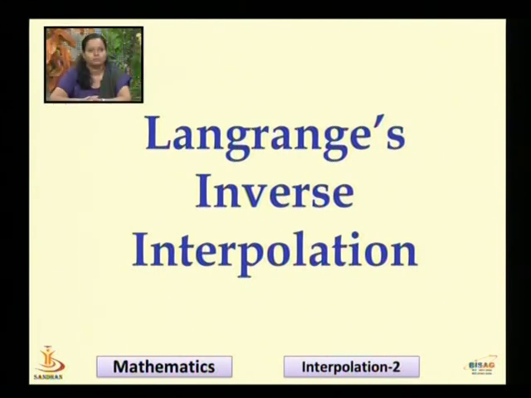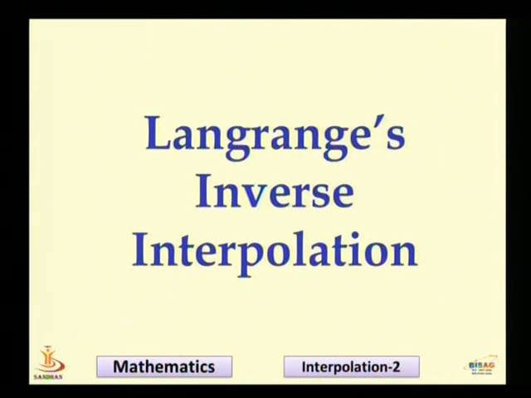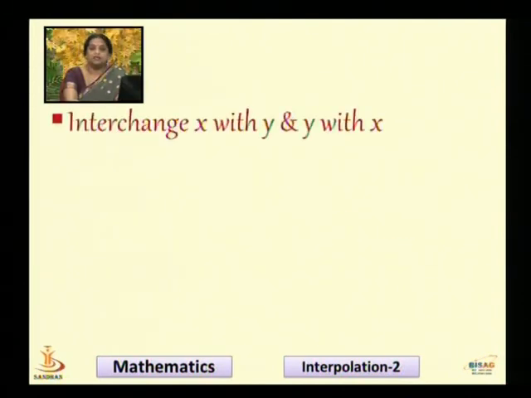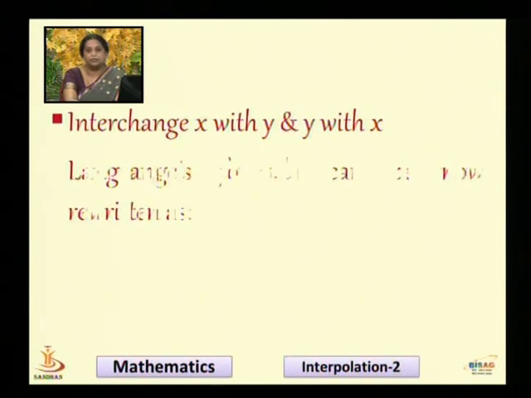Lagrange's inverse interpolation. Just as we have studied about Lagrange's interpolation, which is a relation between the variables x and y, we can now interchange x with y and y with x, assuming that x and y is simply a relationship. This interchanging of x with y and y with x actually facilitates inverse interpolation, wherein instead of x being the independent variable here, x is the dependent variable and y is the independent variable.